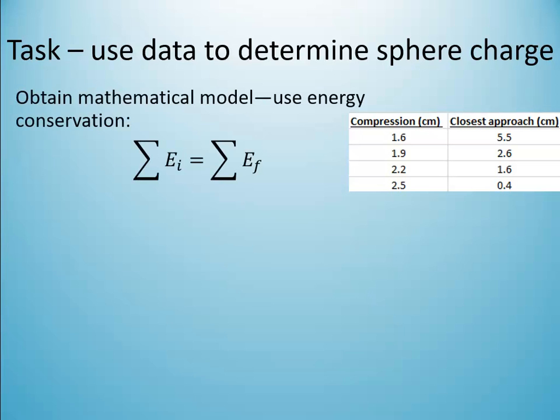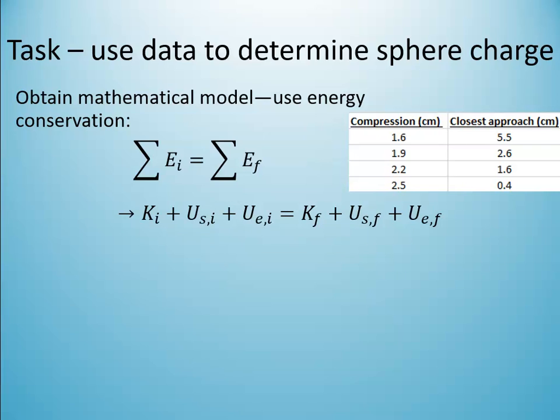So we're using energy conservation here. In other words, the compression amount of the spring determines how much kinetic energy the bead is going to have. And its closest approach determines the amount of potential energy it has there as well. Well, energy conservation says that these are the same. You start off with elastic potential energy that turns into kinetic energy after you release the spring, and then that's going to turn back into electric potential energy upon closest approach.